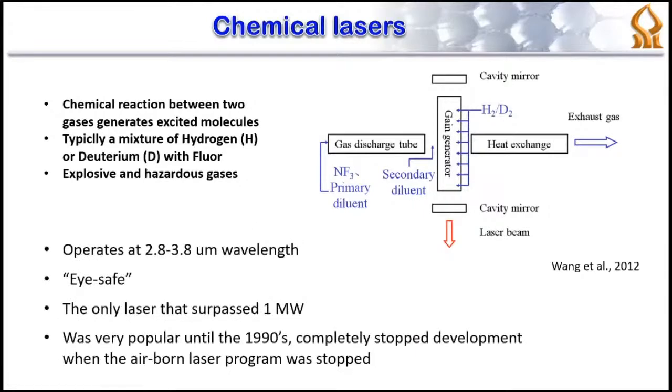This type of laser operates between 2.8 and 3.8 micron. So that's in the mid-IR range, depending on the gas mixture. And it's eye safe. The beam cannot penetrate the retina. This is the only laser I know of that surpassed 100 megawatt CW for short periods of time. Chemical lasers were very popular until the 1990s. They completely stopped development around 2000-something when the airborne laser program was stopped.